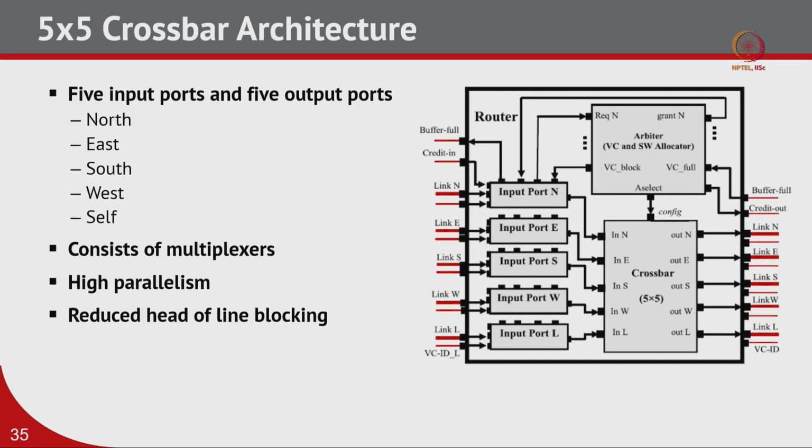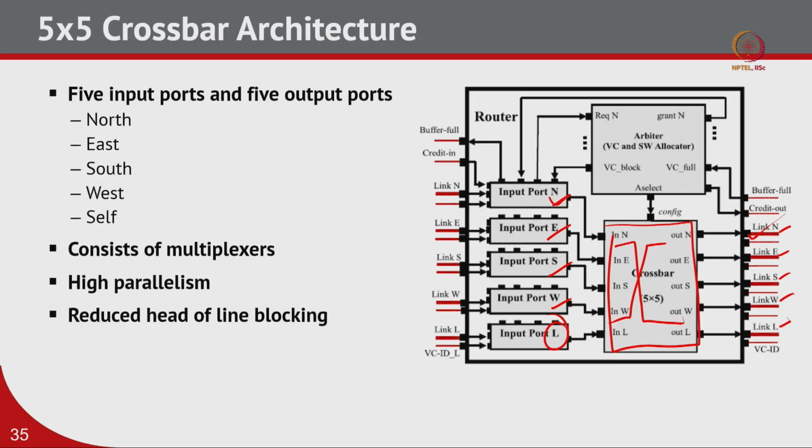In this slide I am showing the high level diagram of the 5 by 5 crossbar architecture. This crossbar takes 5 inputs and 5 outputs. The inputs are north, east, south, west and self, and the router also has 5 outputs: north, east, south, west and self. Inside the crossbar we have giant multiplexers and controls which determine which input should go to which output.